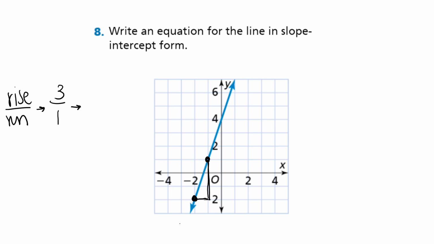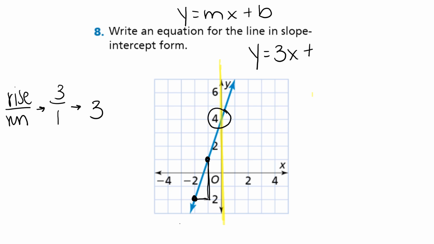3 divided by 1 is 3, which is the first part of our equation, the y equals mx piece. To find the plus b section, which is the y-intercept, we're going to look at our y-axis and see where the 2 lines intersect. And they intersect there at +4. So +4 is our b value, the y-intercept.